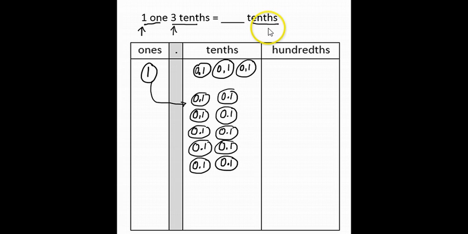The question is, how many tenths do I have altogether? Well, I have those 10 tenths that I got from my 1 whole, but I have 3 more that I had at the start. So altogether, I have 13 tenths. That means that 1 and 3/10 is the same thing as 13 tenths.